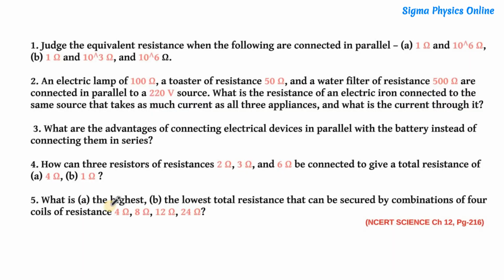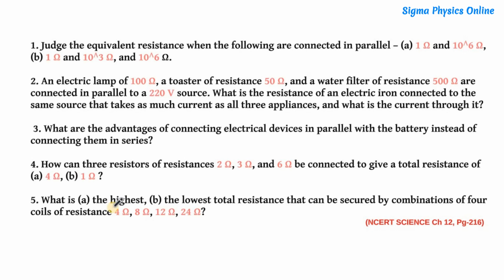Hello students, welcome back. Let's solve the next set of questions of electricity chapter from NCERT class 10 science book. The first question is, judge the equivalent resistance when the following are connected in parallel. First one is 1 ohm and 10 to the power 6 ohm, and second one 1 ohm, 10 to the power 3 ohm and 10 to the power 6 ohm.